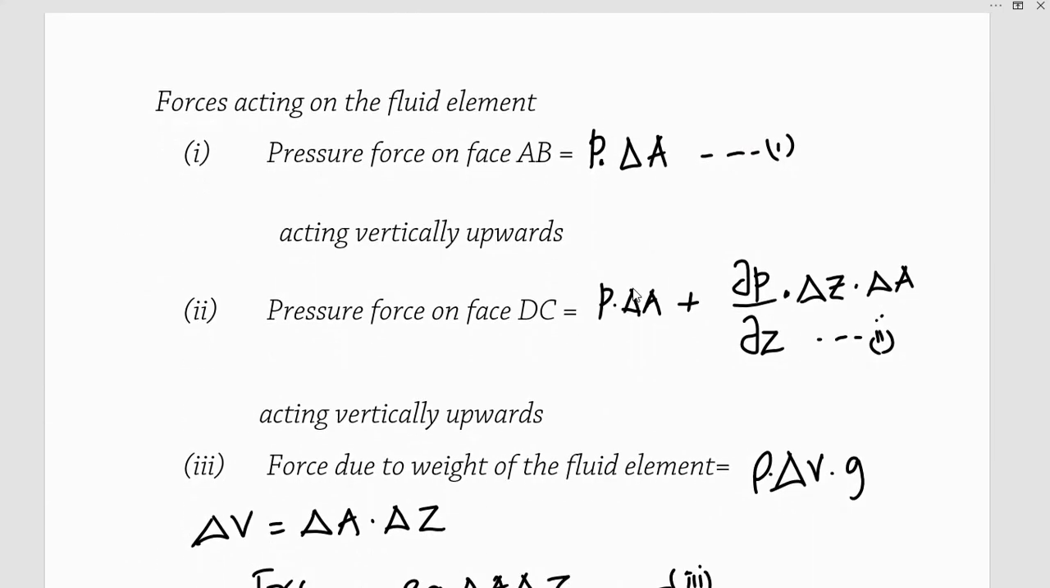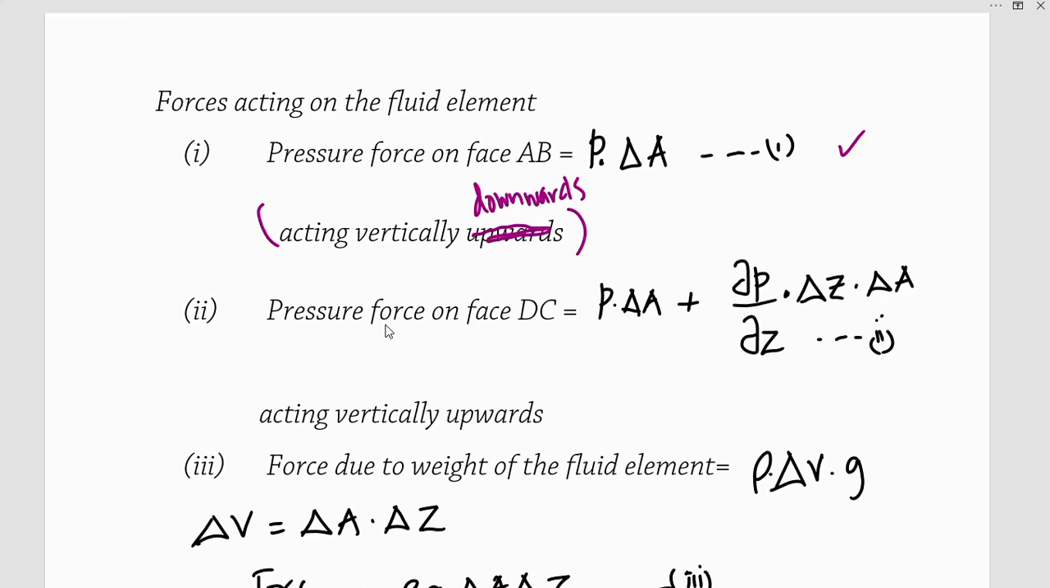Now, talking in terms of equations about forces acting on the fluid element, we have said that the pressure force acting on face AB is equal to pressure times the cross-section area, and therefore it is P times delta A, and it is going to be acting vertically downward, not upward, vertically downward.